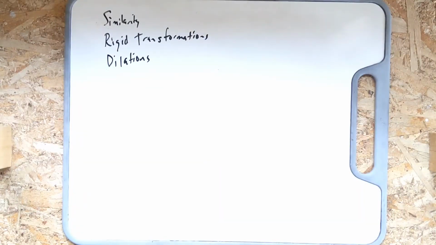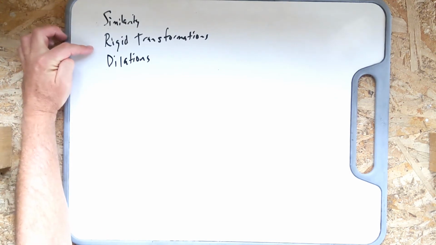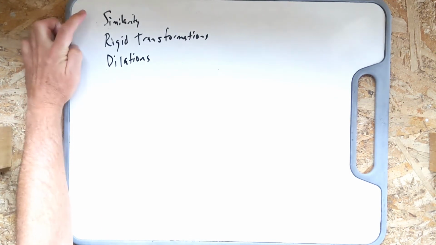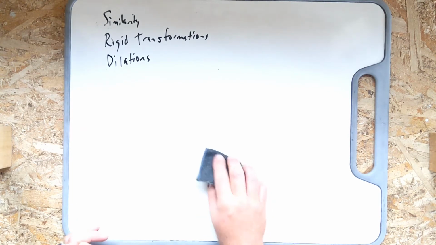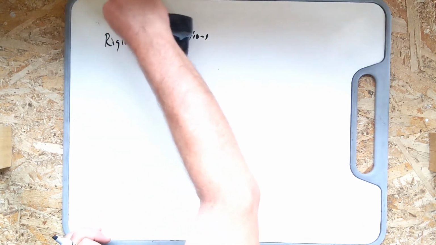This video is to help you prepare for your last skill test, which will cover similarity, rigid transformations, and dilations. Similarity we had last time, so I'm not going to go over that on the cheat sheet. First one we're going to go over is rigid transformations.